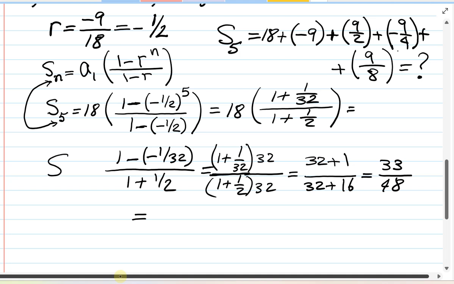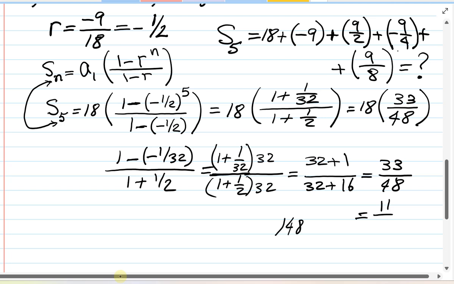Now, let's see. Let me write it first before I lose this. It's 18 times 33 over 48. Now we can actually reduce the fraction, divide the top and the bottom by 3, so it's 11. And 48 divided by 3 is going to be what, 16? Right?